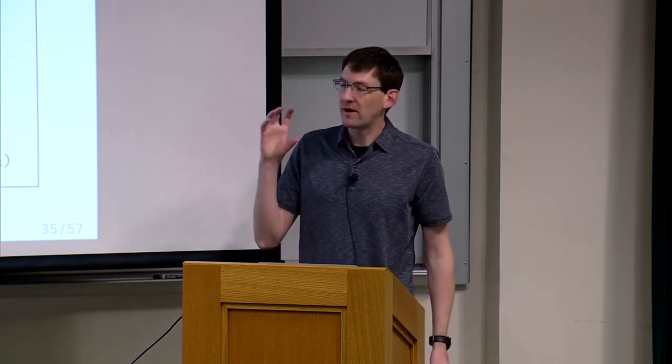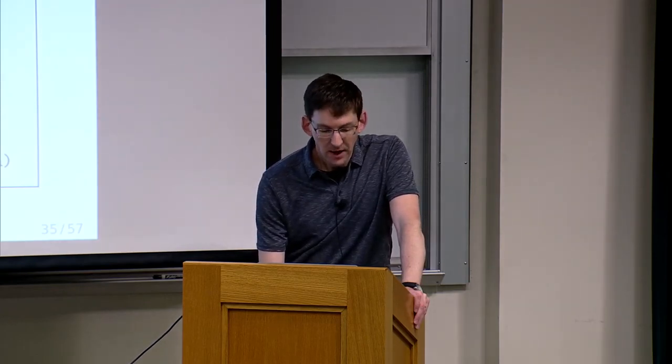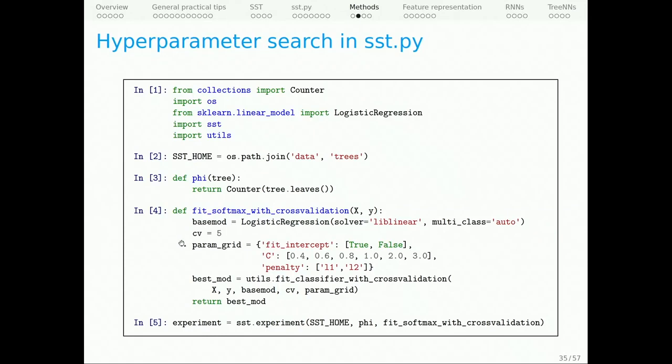So again, this is a complete experimental setup. What I've done is leave phi alone. It's just the bag of words classifier representation. But fit softmax with cross-validation. Here you start to see the value of having put wrappers around all these models as opposed to just calling fit. Because what I do in this case is first set up a logistic regression model. I decide that I want to cross-validate over 5 folds, that's CV equals 5.